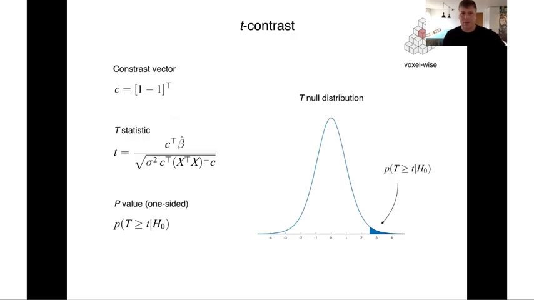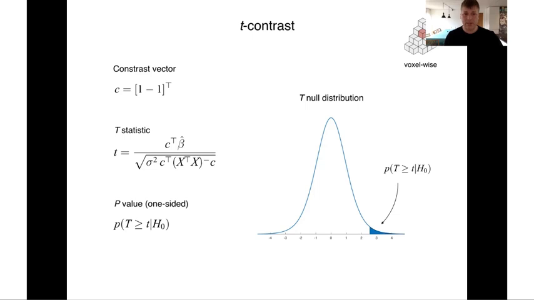So a t-contrast is a t-test that is formulated in terms of a contrast of beta parameters, of model parameters. For example, in the case of two groups of subjects, we could have a contrast of 1 minus 1, and we can then form a t-statistic using this contrast estimate. So C transpose times beta hat is known as the contrast estimate. And this is divided by the square root of the variance times a term that we'll look at in a moment.